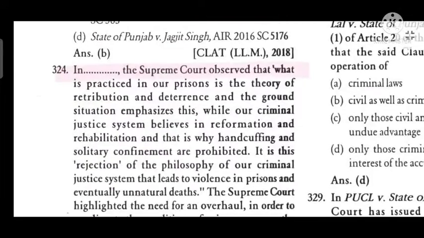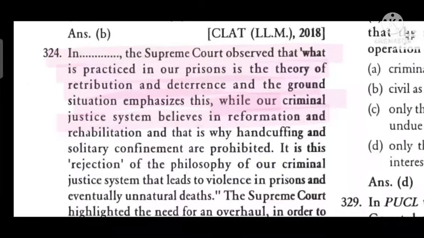In the Supreme Court, the Supreme Court observed that what is practiced in our prisons is a theory of retribution and deterrence, while our criminal justice system believes in reformation and rehabilitation, and this is why handcuffing and solitary confinement are prohibited.